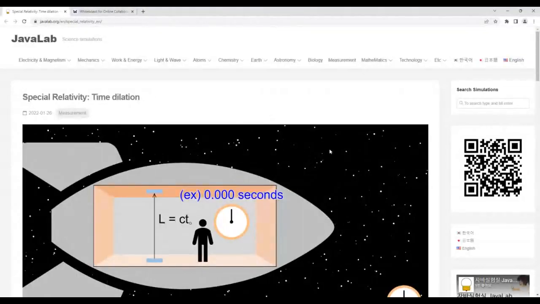Okay, let's talk through some of the information necessary to complete Lab 13. So we're looking at special relativity and time dilation. There's also something called length contraction, but I didn't have a simulation for that one. So we're just going to focus on time dilation for now.